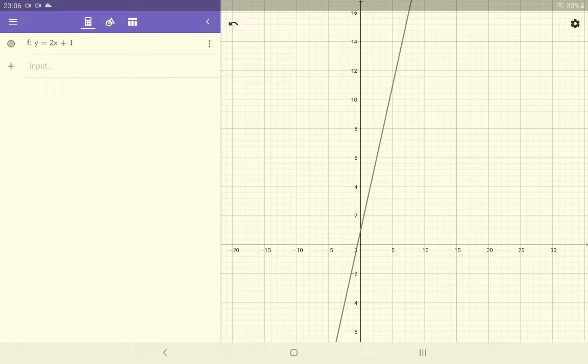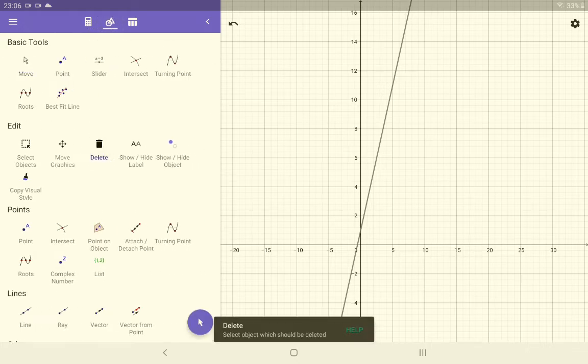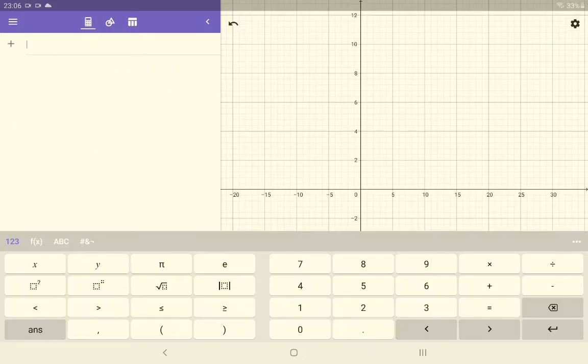Any kind of quadratic function you can take here. So let us see the quadratic function. Any kind of example of a quadratic function. So see the quadratic function y equals x square plus 2x plus 1.